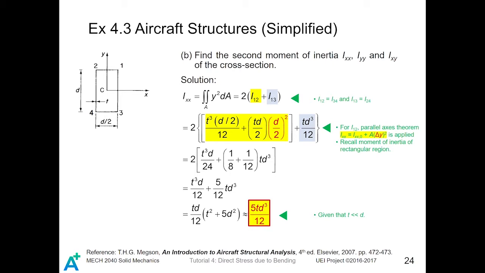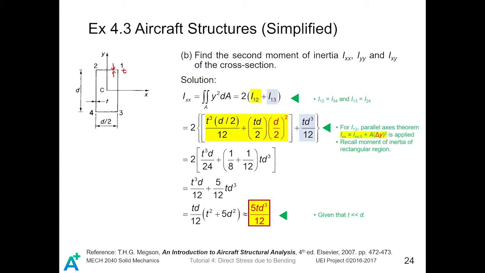For I12, since we are talking about y squared dA, the thickness, which is in the vertical direction, will be cubed, and its length is d divided by 2. So its moment of inertia about itself is given by t cubed times d divided by 2, divided by 12. Besides, the area of 1-2 is td divided by 2, while the distance of 1-2 from the x-axis is d over 2. So by the parallel axis theorem, we can find another term of the moment of inertia about the x-axis.